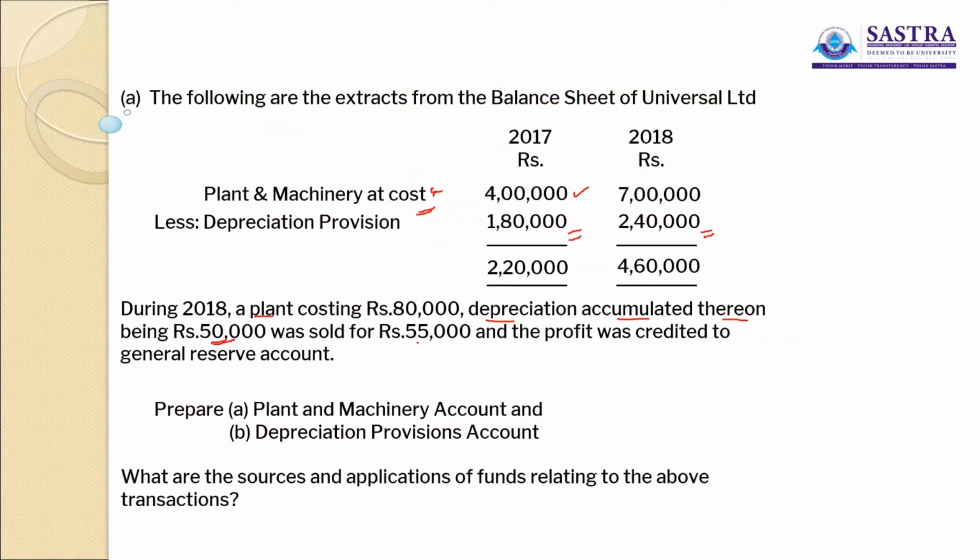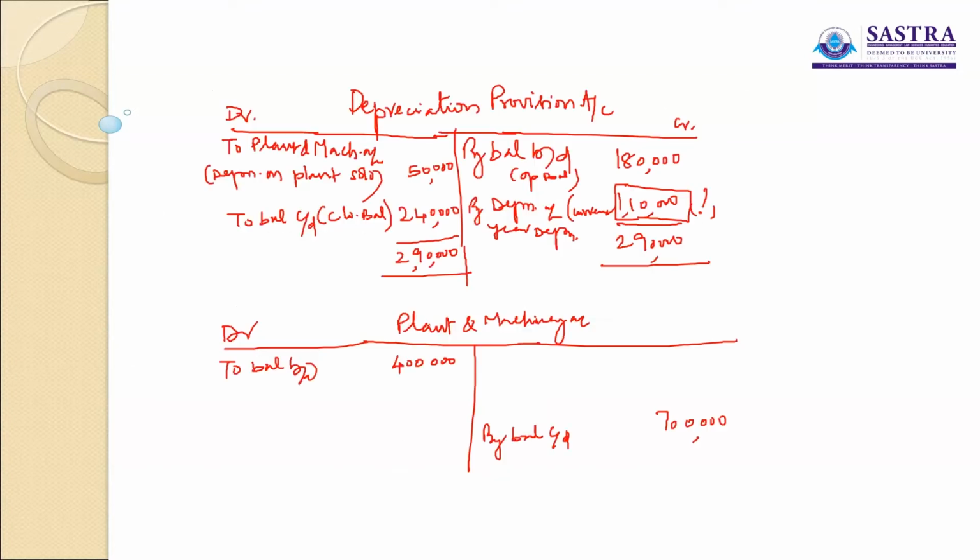And it is given in the question that a plant at a cost of 80,000 was sold for 55,000. So by bank account, that is the amount realized from sale of asset, 55,000. By depreciation on asset sold, by depreciation account, 50,000.